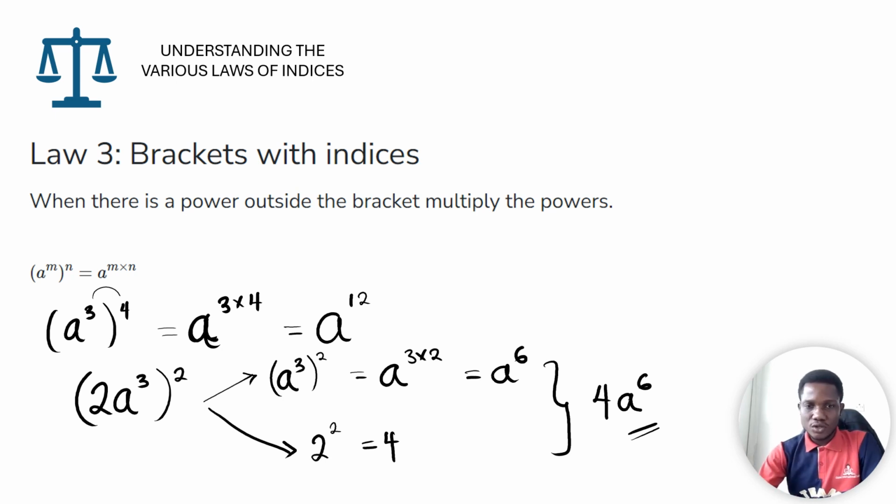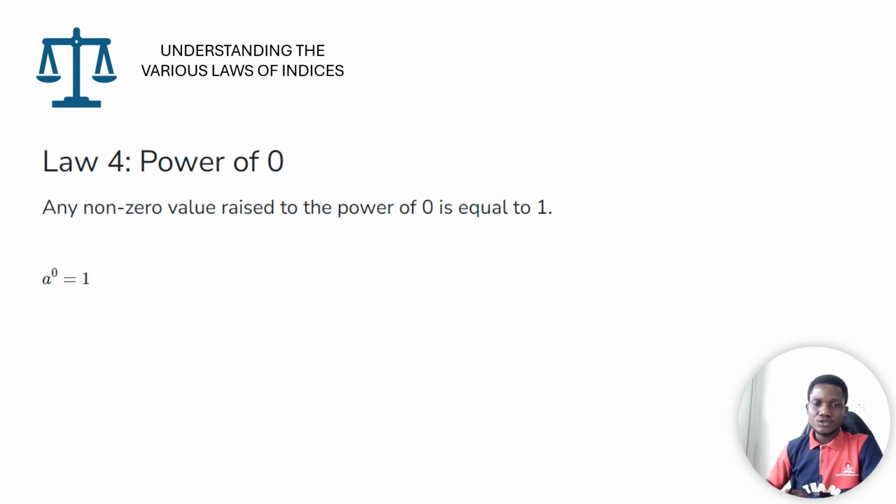Let's go to the fourth law. The fourth law is known as the power of 0. A non-zero value raised to the power of 0 is always equal to 1. And you find that there on the screen. A to the power of 0 will always equal 1. Okay? A quick example of that is if you have 12 to the power of 0. 12 to the power of 0 will give you 1.